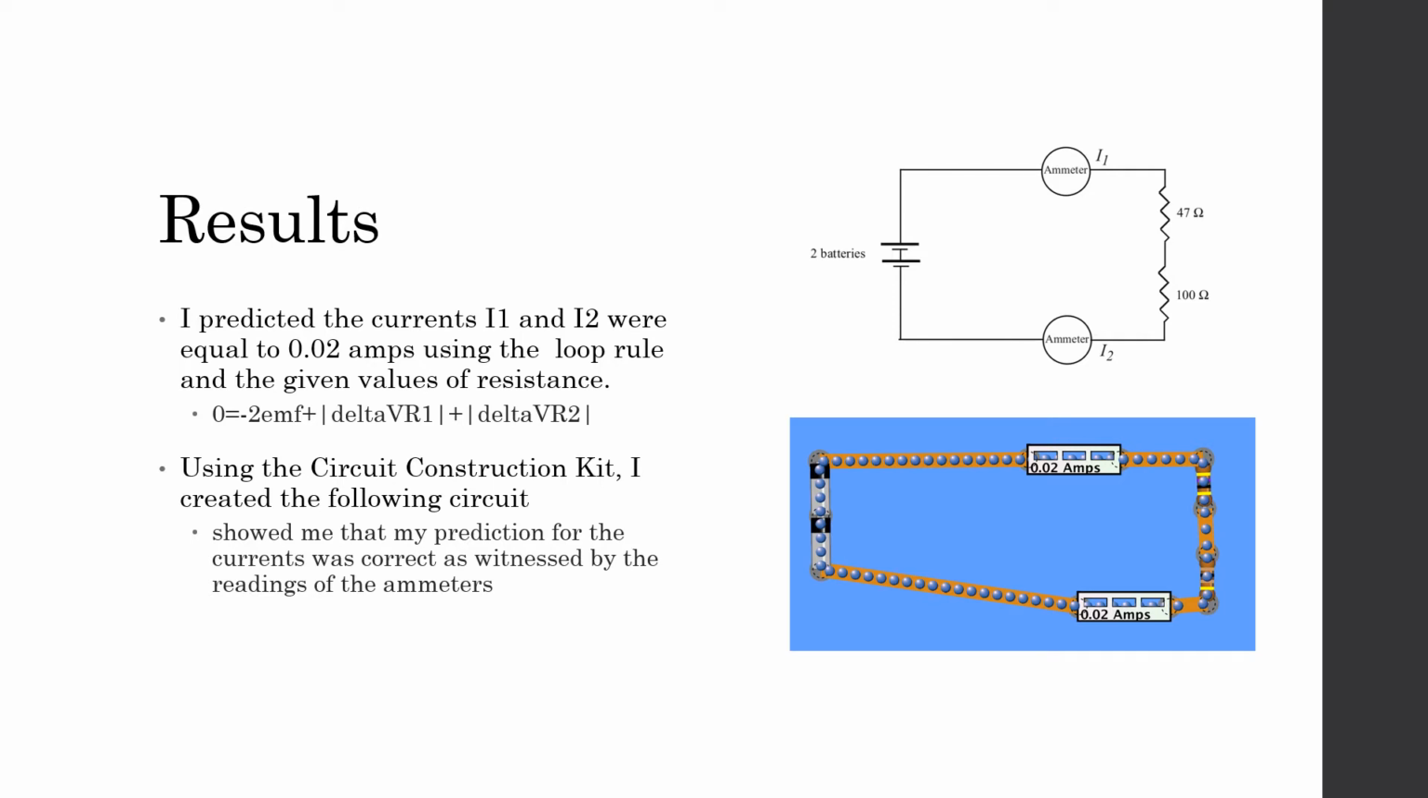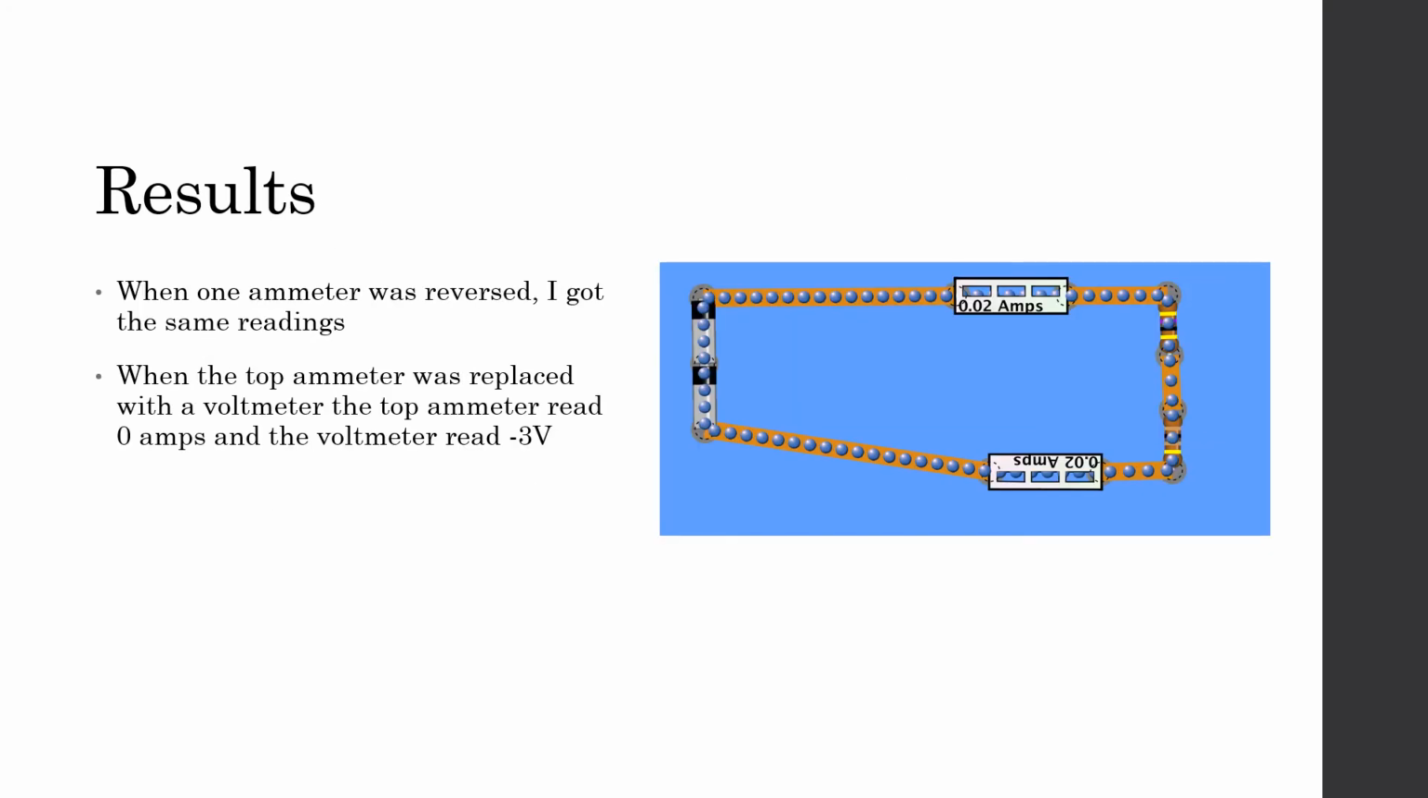I first predicted the currents I1 and I2 were equal to 0.02 amps using the loop rule and the given values of resistance. Then I created the circuit using the circuit connection kit as seen to the right. This showed me that my prediction for the currents was correct as witnessed by the readings of the ammeters. When one ammeter was reversed, I got the same readings. And then when the top ammeter was replaced with a voltmeter, the top ammeter read 0 amps and the voltmeter read -3 volts.